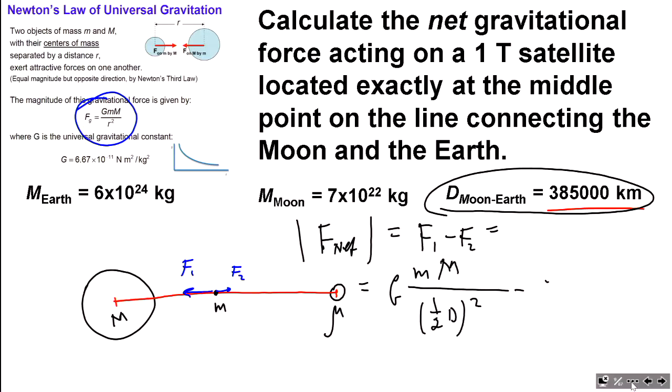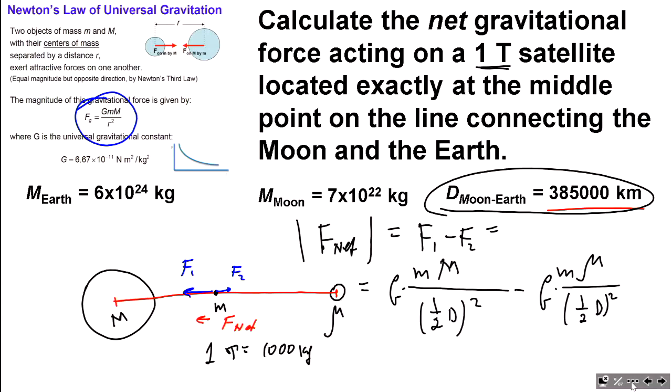And I need to subtract, same constant, same mass of the satellite, and this is the mass of the Moon, and divided by same distance squared. And that's it. I'm not going to do any calculations at this point. You just take a calculator. 1 metric ton is equal to 1,000 kilograms. Plug in numbers, and calculating would be easy. And again, the net force at this instant would point to the left.